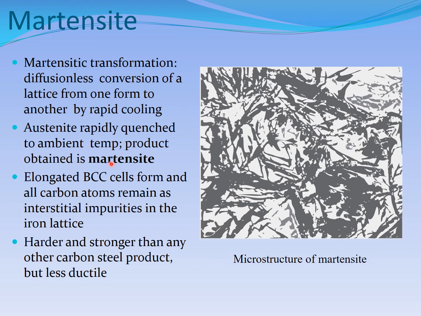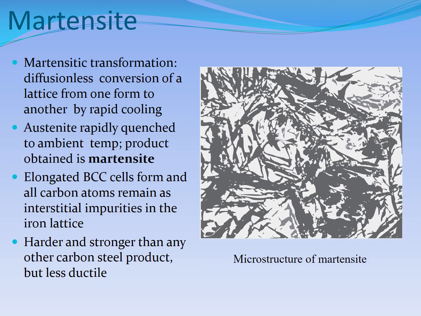The product is martensite. Elongated BCC cells. BCC was a cube, but that cube has become a longer, elongated cube form. And all the carbon atoms remain as interstitial impurities in the iron lattice. This phase is harder and stronger than any other carbon steel product, but of course less ductile. So this is very important.